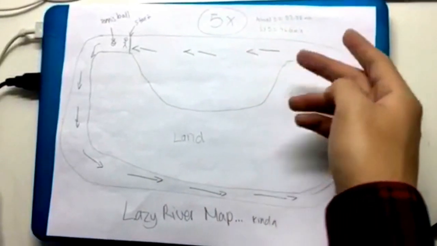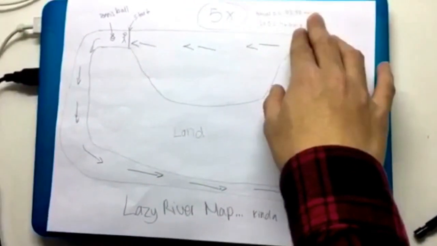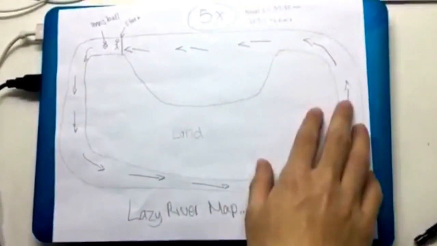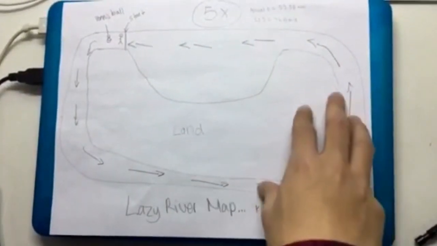Now, the reason for the difference in the time could potentially be due to human error and bad tracking of the tennis ball and interference with the movement of it as it went around the Lazy River.